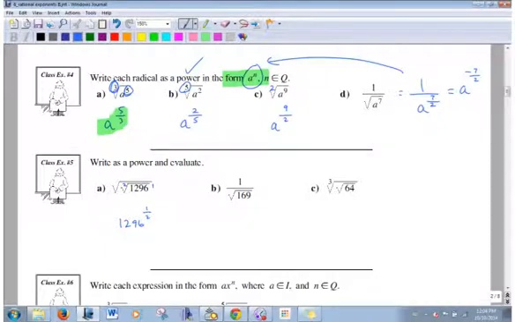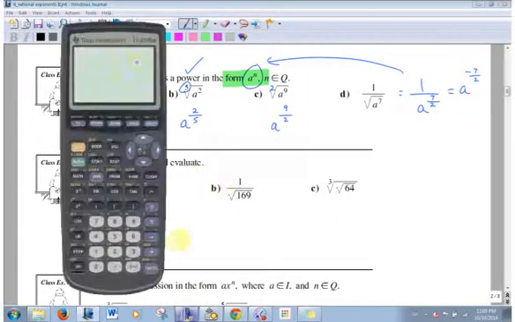Okay? But now I have another one, and square root means the 1/2 power. And if I have an exponent raised to another exponent, what can I do with those? I can multiply them. What's a half times a half? 1/4.